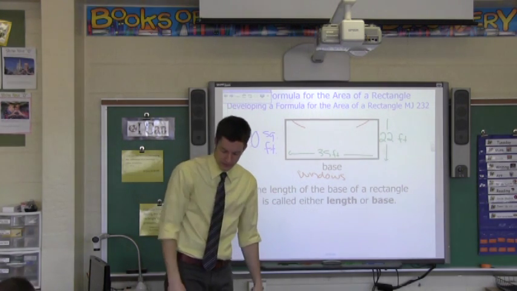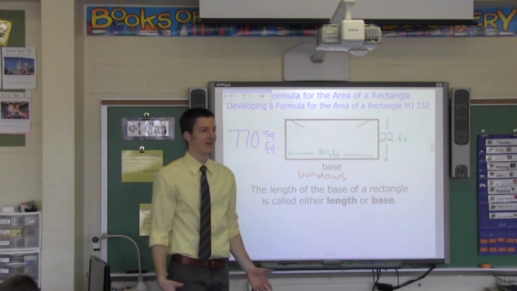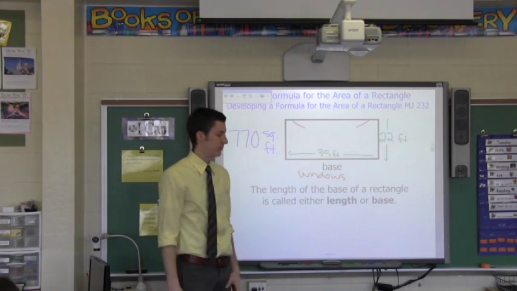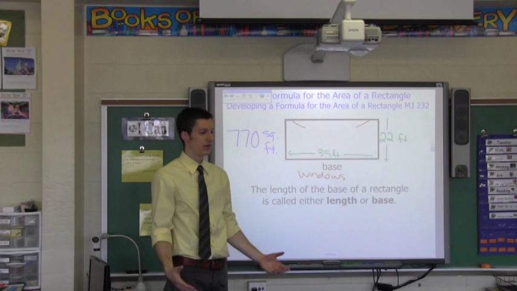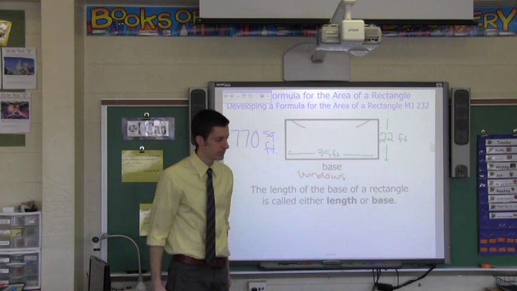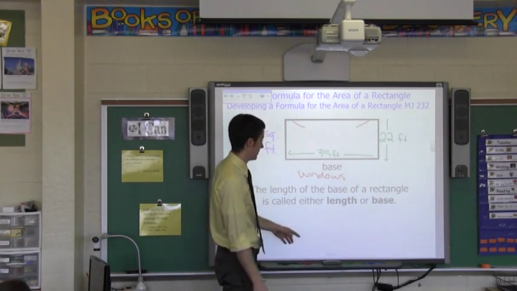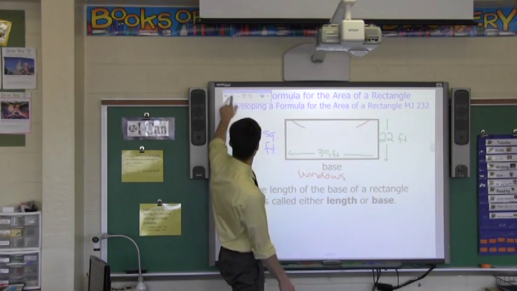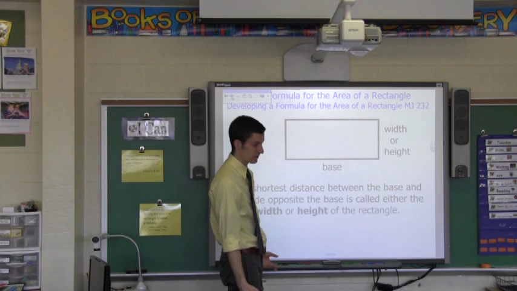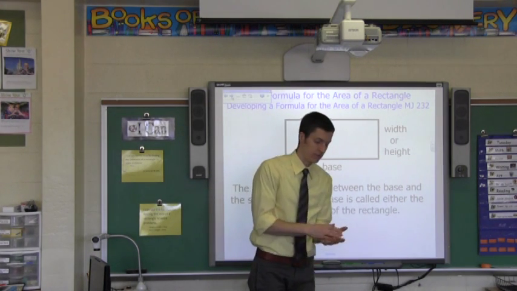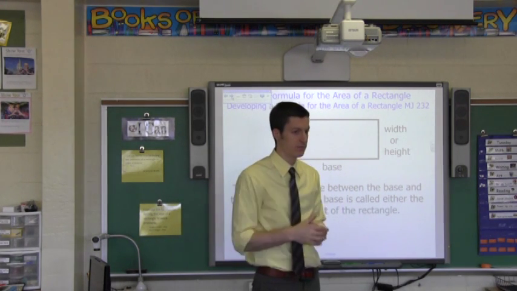So if you had to explain to somebody how to find the area of a shape, what would you tell them to do? Kylie? Width. Some people call it the base times the height. That is exactly how we find the area of a shape. Ethan?